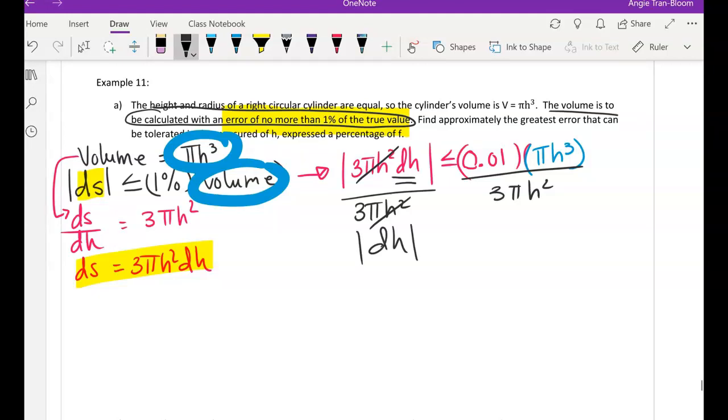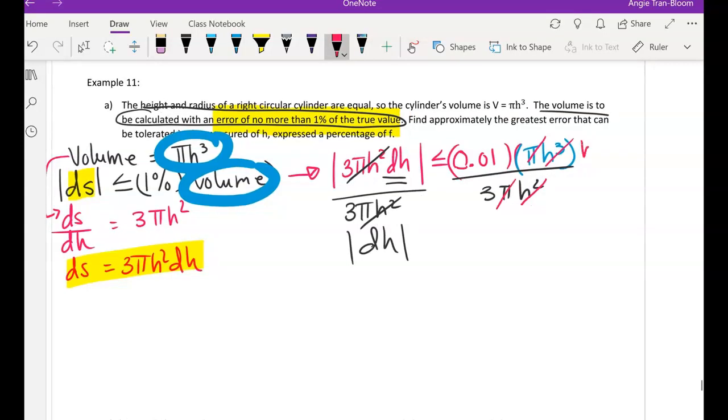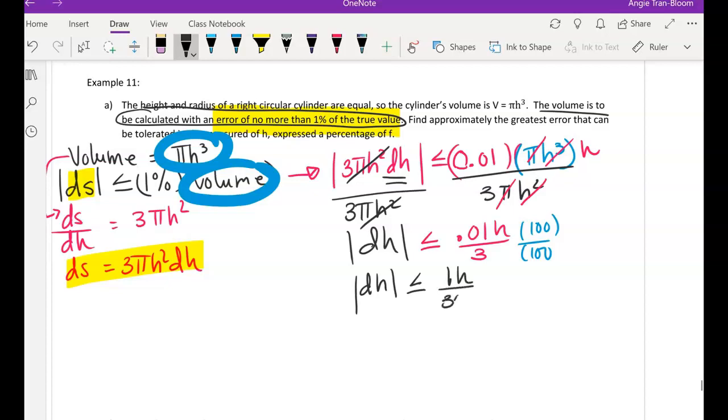Let's see what happens. Over here, what's happening? The h squared is going to cancel with the h squared. The pi is going to cancel with the pi. Oh, nice. I'm sorry, there's one h left. So now I have no more than 0.01 h divided by 3. Let's multiply it by 100 to get rid of decimals, okay? So we have the absolute value of dh is less than or equal to 1h over 300. I can work with that.